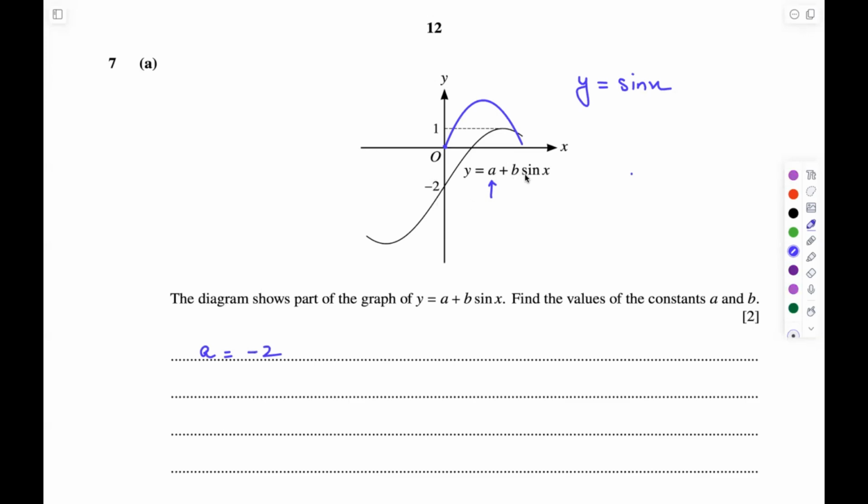B is the amplitude, so the amplitude is basically the distance from the center till the top or from the center till the bottom. Now, as this will be the center point of the sine graph, the distance from this point to the highest point is 1. So the total distance will be 1 plus minus 1 till minus 2. So the value of B, the amplitude, will be equal to positive 3.